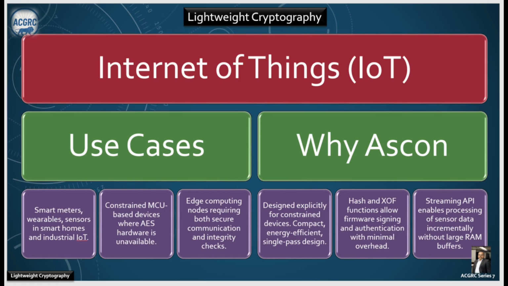Why Ascon? Well, it is designed explicitly for constrained devices, with a compact, energy efficient, single pass design. The hash and XOF functions allow firmware signing and authentication with minimum overheads. Streaming API enables processing of sensor data incrementally without large RAM buffers.